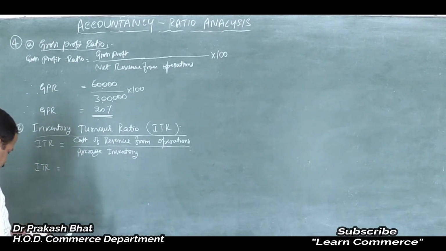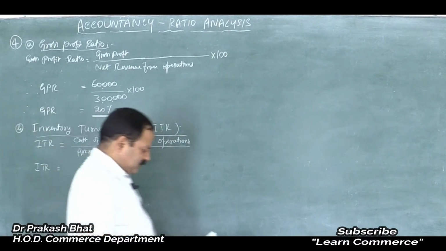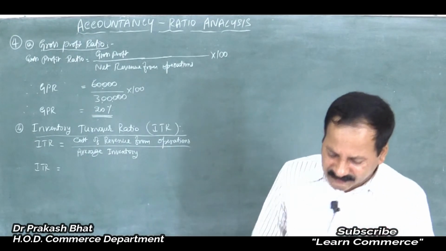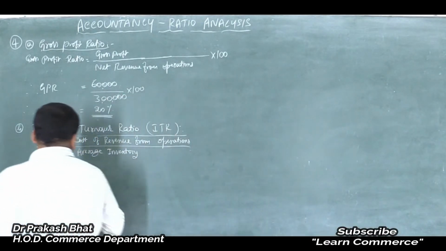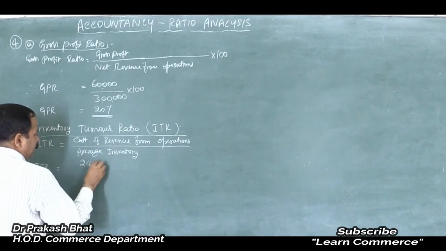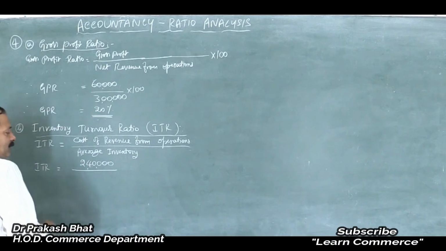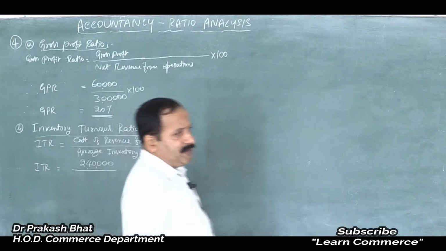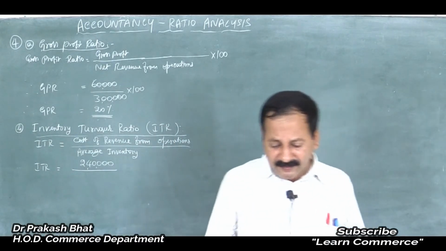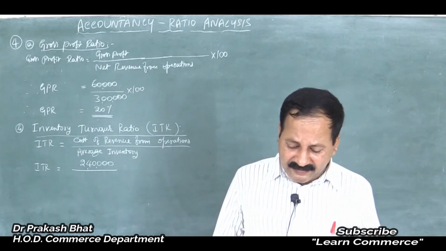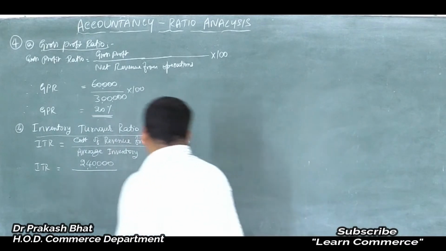cost of revenue from operations. How much is it? Is it given in the problem? 2,40,000. Yes, it is given. Cost of revenue from operations is separately given, no headache for us. Now you have to find out average inventory. Average inventory means opening inventory plus closing inventory divided by 2. Inventory at the end is given, inventory in the beginning is given. So let us add together and divide it by 2.